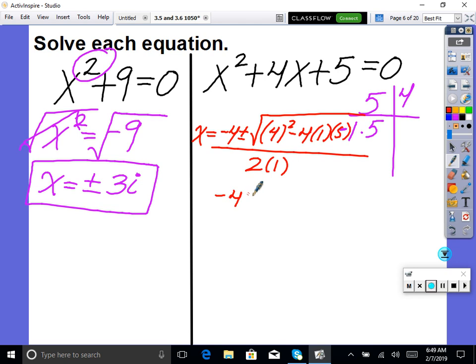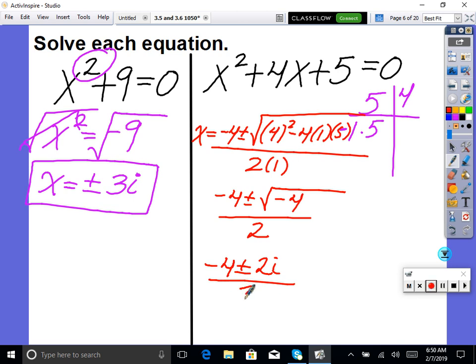So that's negative 4 plus or minus the square root. So isn't that 16 minus 20? 16 minus 20 is negative 4, all over 2. So then you have negative 4 plus or minus what? 2i over 2. And because all three of them divide by 2, I can divide them all by 2. This becomes 1, 2, 1. So we would get negative 2 plus or minus i. There's our two solutions, two imaginary solutions.